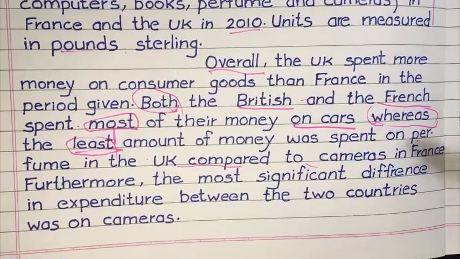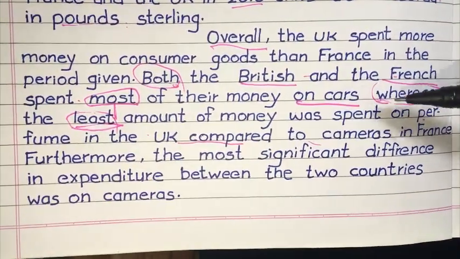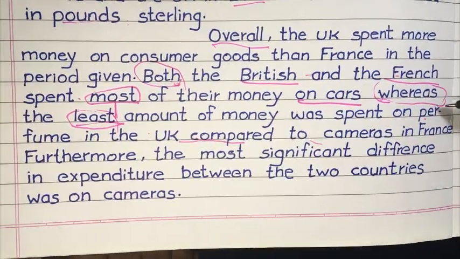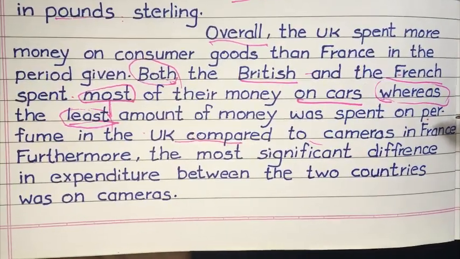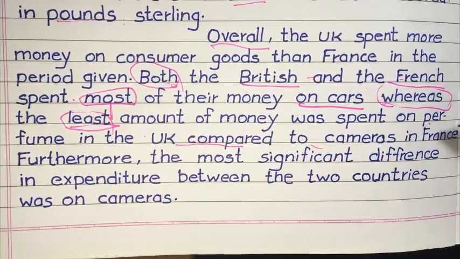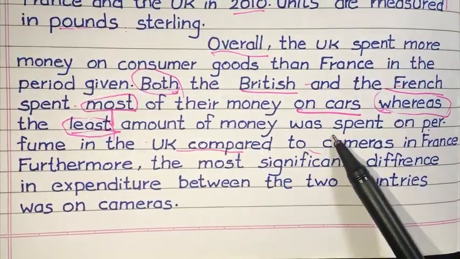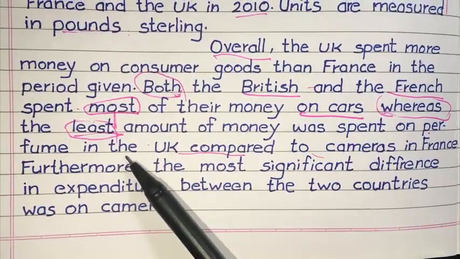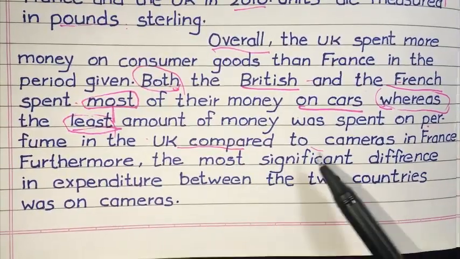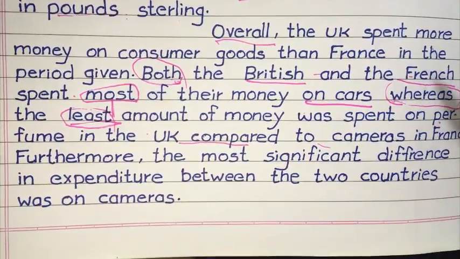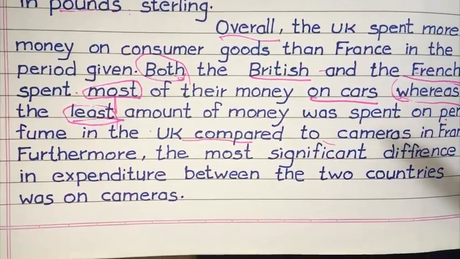So next time when you write your IELTS writing, always use some comparison. Here I have used whereas, you can use in comparison to, in contrast to. So you can use many synonyms over here. See, the least amount was spent on perfumes. So understood this sentence. These two sentences give a lot of understanding about this bar chart.